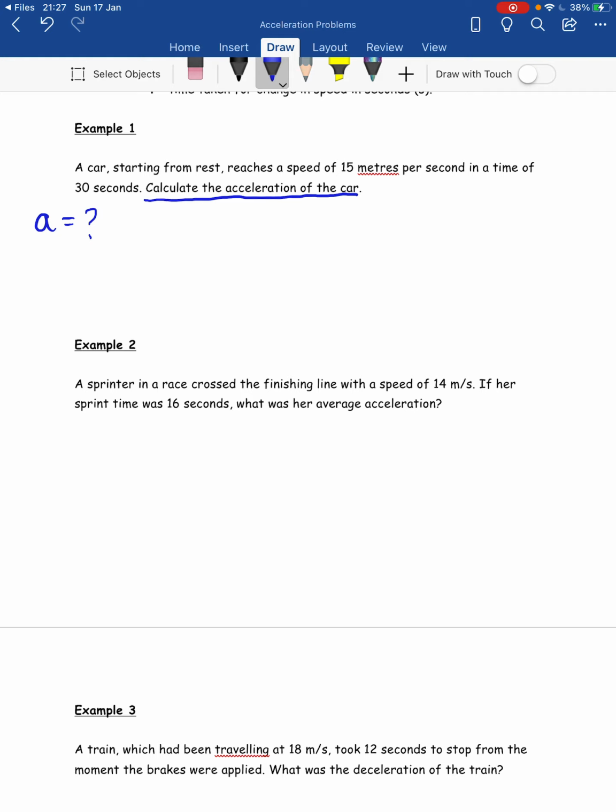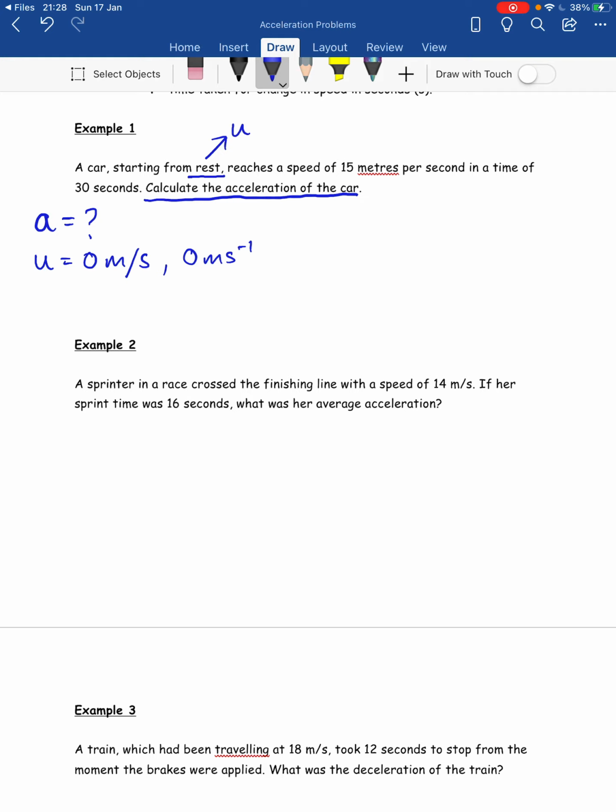I then want to list the other information that I've got from this example. So it says that it starts from rest, and rest just means it's not moving, so its speed would be 0 meters per second. This would be the initial speed U. So I can write down U equals 0 meters per second. And remember, you can write meters per second as m/s, or you could write down ms minus 1.